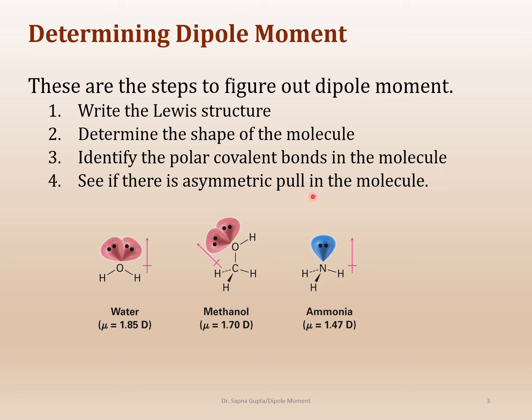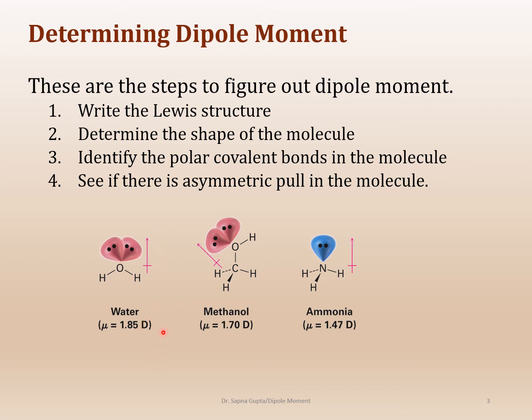Then, of course, you see if there is an asymmetric pull in the molecule, which means is there asymmetry in the molecule or symmetry in the molecule. This is the last step that you do for dipole moment, and this is one of the most important steps also, which you can do only if you have the shape right. And you can get the shape right only if you have the Lewis structure correct. So all of these steps are important steps.